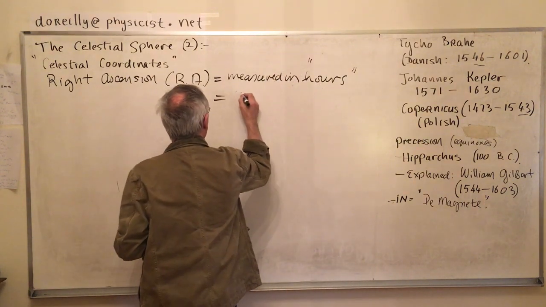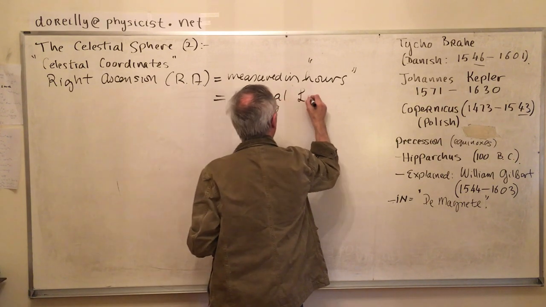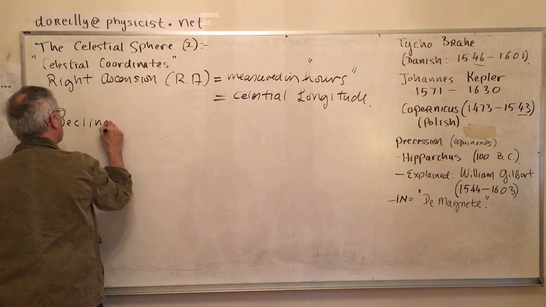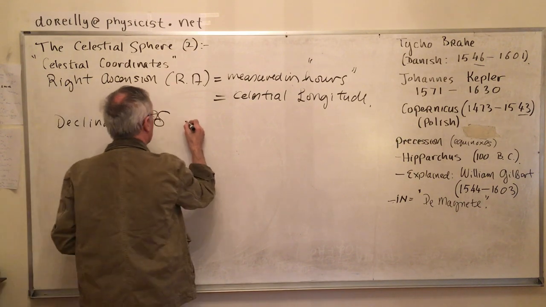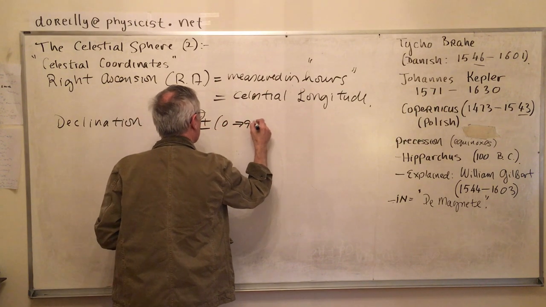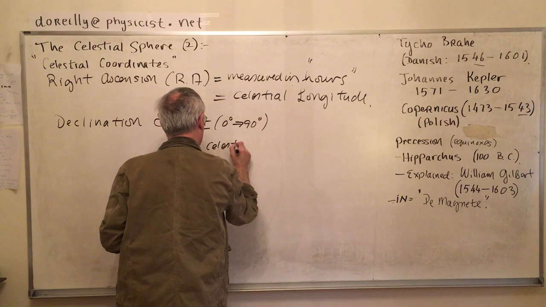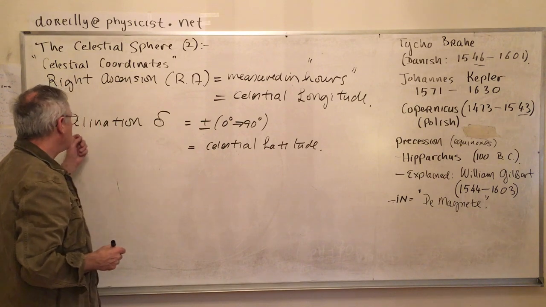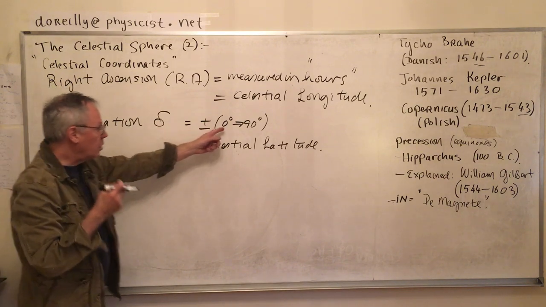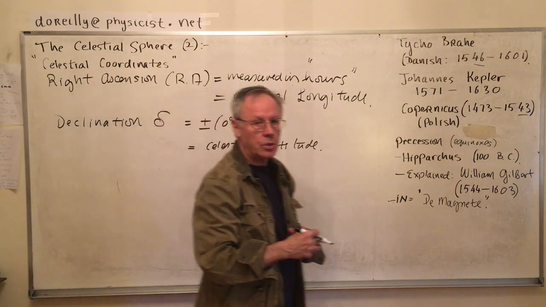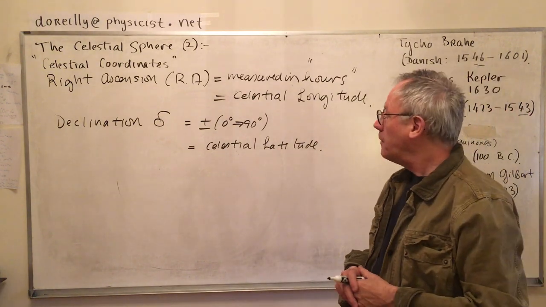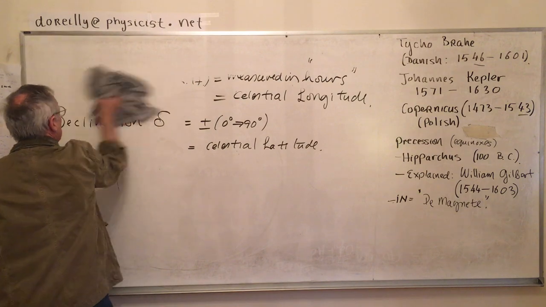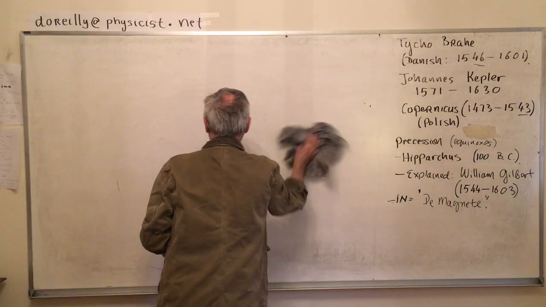Now the other, so this is celestial longitude. Now celestial longitude is going to be right ascension, and declination, delta, which goes from 0 to 90, positive or negative, is going to be celestial latitude. So get your head around that because I'm going to show you what that means. Okay, I've put no diagrams on the board. I'm going to erase this and put the diagram down. We'll do two diagrams.